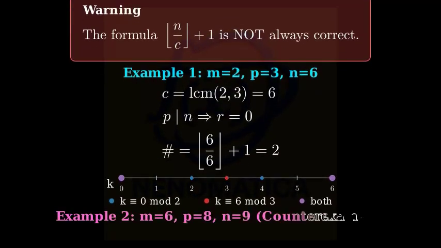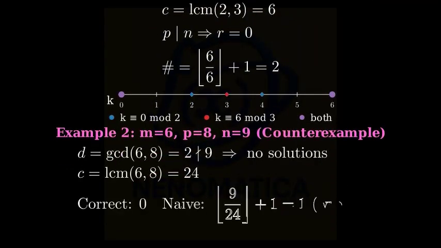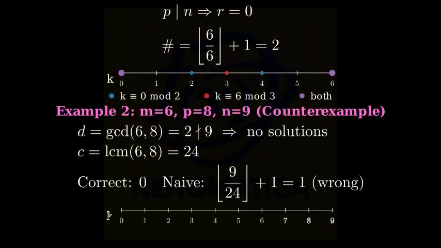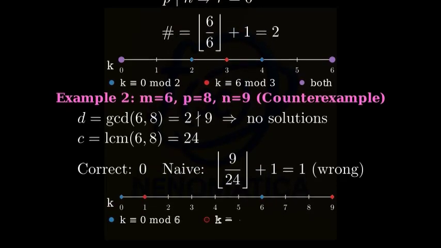Example 2, counterexample to the naive shortcut. Let m equal 6, p equal 8, and n equal 9. The greatest common divisor is 2, which does not divide 9. Therefore, there are 0 rational terms. But the naive floor of 9 over 24 plus 1 would incorrectly suggest one term.